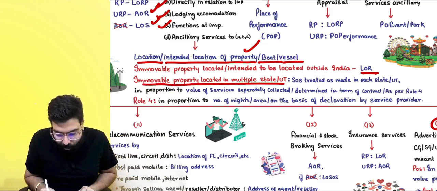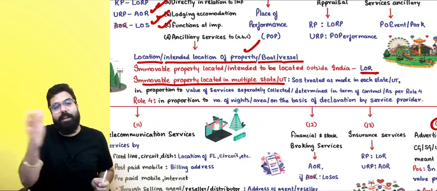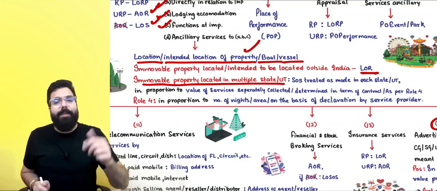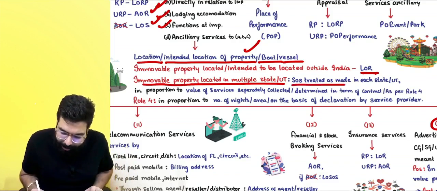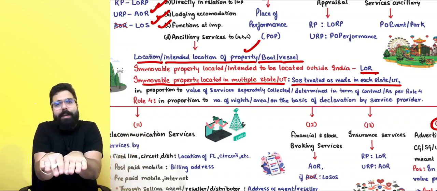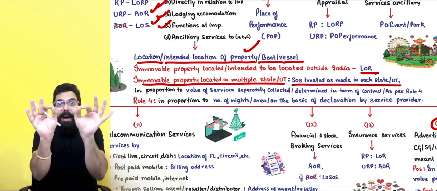Immovable property is located in multiple states. Sir, I went ahead and provided services with respect to an immovable property which is located in two states. What to do? They have told that the supply of service will be in each state or UT. The place of supply will be in both the states. Sir, how to apportion the value?